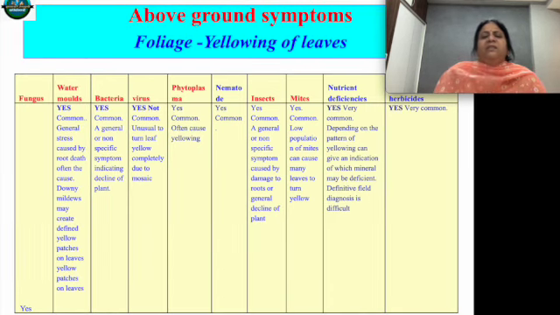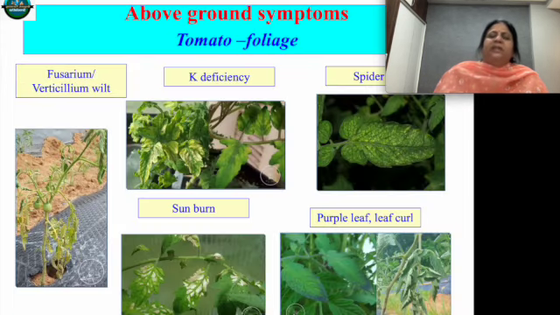Yellowing of leaves is one of the expressions of the above ground symptoms. There are n number of reasons for the yellowing. It could be a fusarium wilt or verticillium wilt. It could be a potassium deficiency. It could be a spider mite injury. It could be a sunburn. It could be a curl. These are all reasons for the yellowing of the foliage.